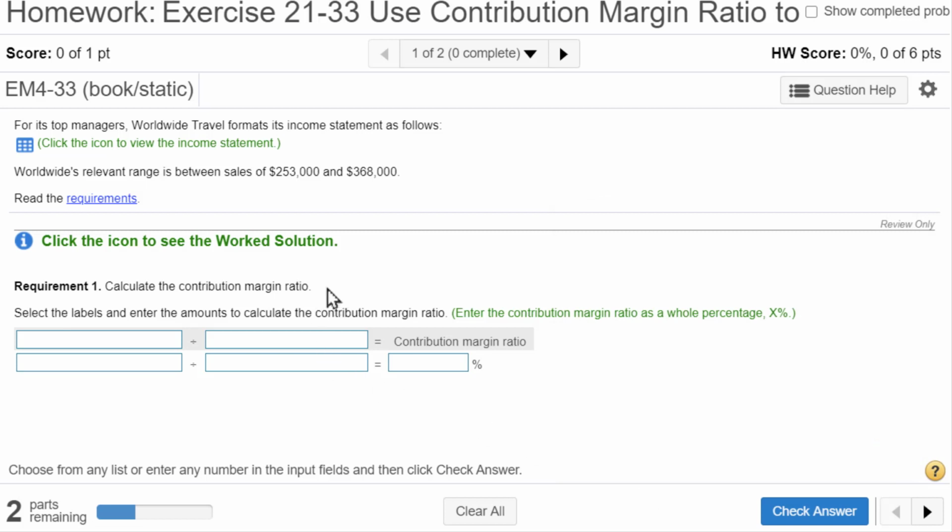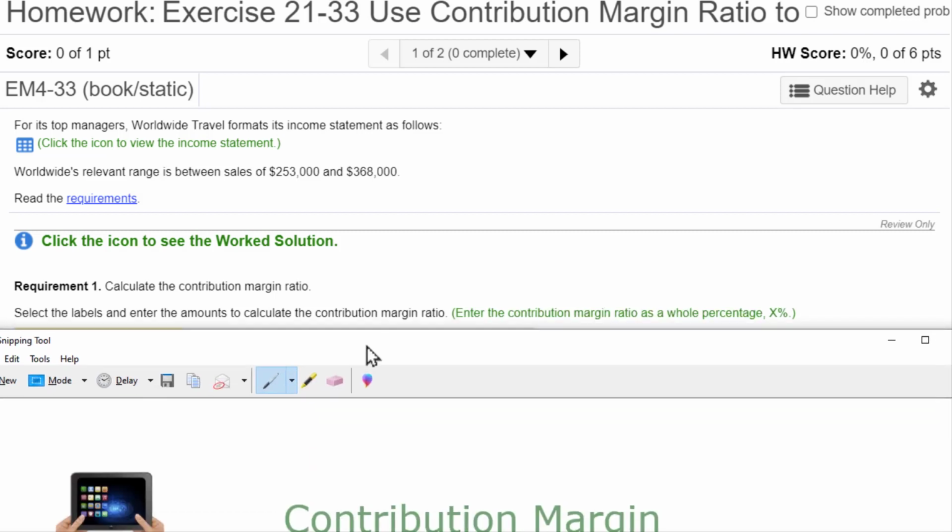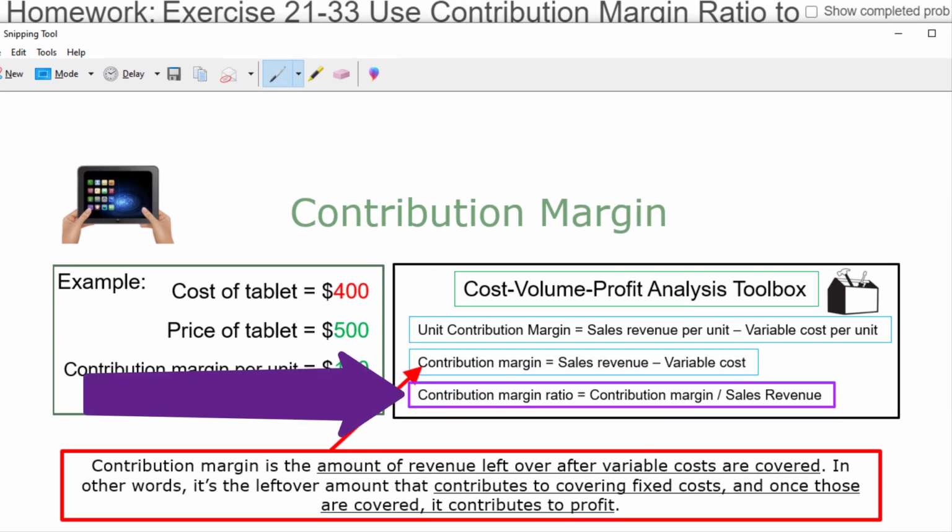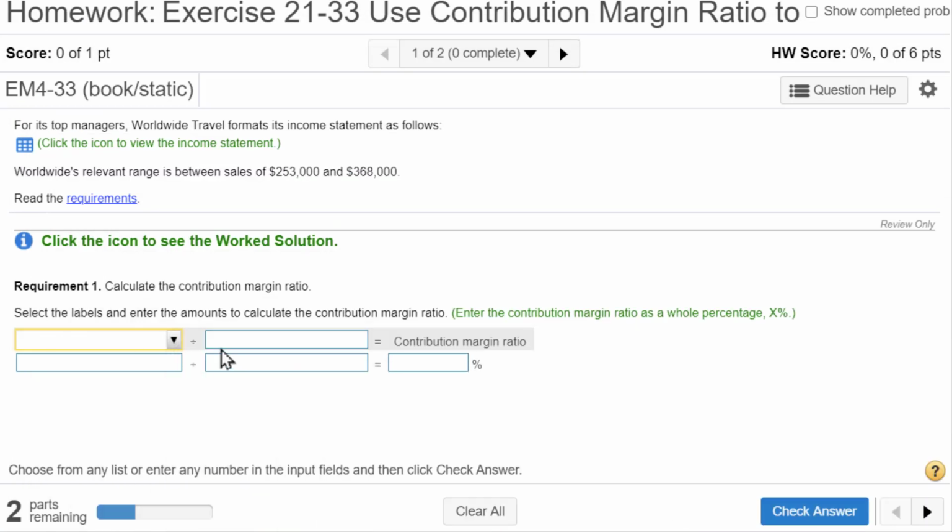So requirement 1, calculate the contribution margin ratio. Select the labels and then enter the amounts to calculate the contribution margin ratio. Enter the contribution margin ratio as a whole percentage. So if you get like 23.1, enter 23%, not 23.1%. So as a reminder, the contribution margin ratio is contribution margin divided by the sales revenue.